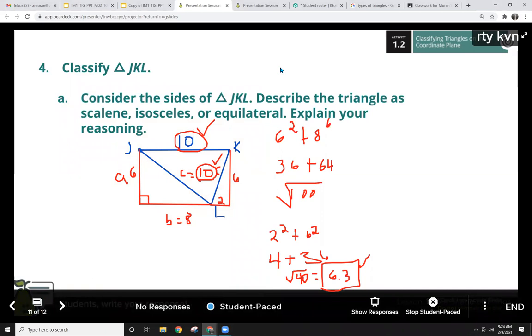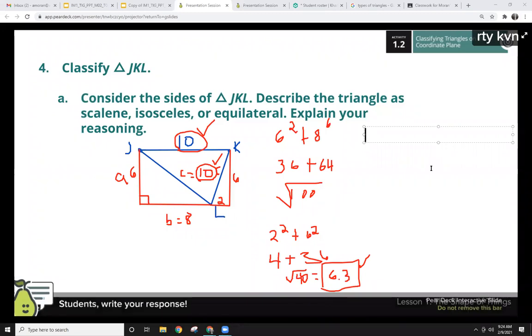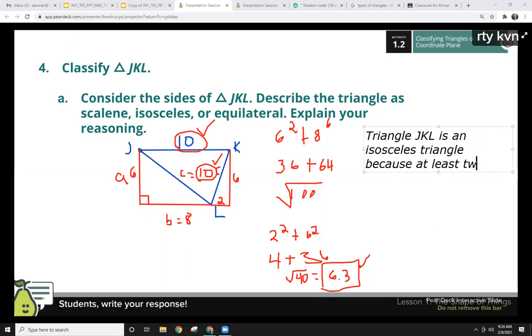So this is a triangle JKL, an isosceles triangle, because at least two sides are the same.